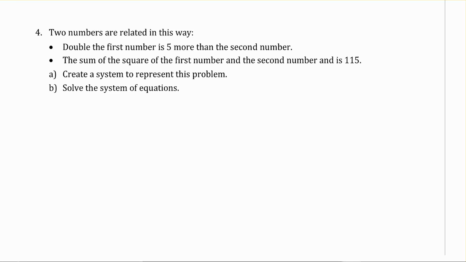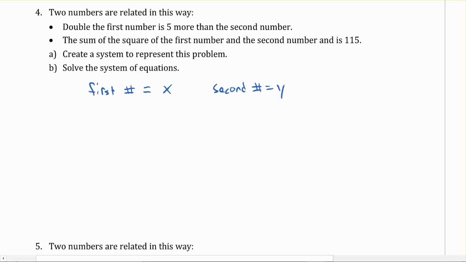It says two numbers are related in this way. Double the first number. So I'm just going to say first number is equal to x, second number is equal to y, just so we kind of keep it like we're used to. So double the first number is 5. So to figure this out, I'm going to say double the first number, so 2 times the first number. And that's going to be 5 more than the second number. So the way I like thinking about this is going to be 2x is equal to y plus 5. So double the first number is 5 more than the second number. So that's our first equation.